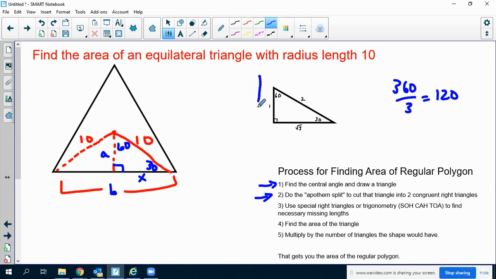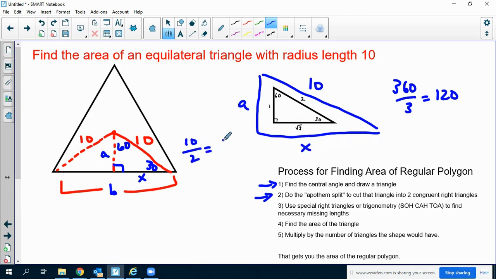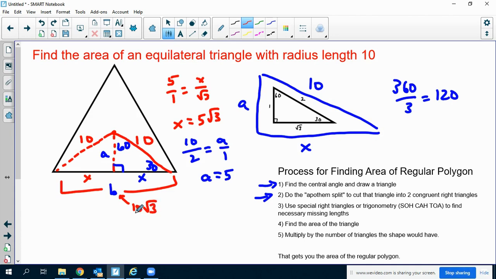Okay, so if I redraw my triangle, I have an A over here, a 10 over here, and an X over here. So 10 over 2 equals A over 1. So the apothem length is 5. And then 10 over 2, which is 5, equals X over square root of 3. So X equals 5 square root of 3, which means B is twice as big as that. So that's 10 times the square root of 3.